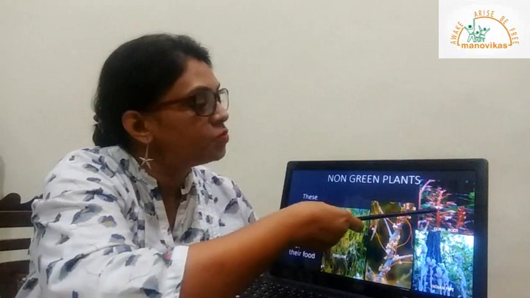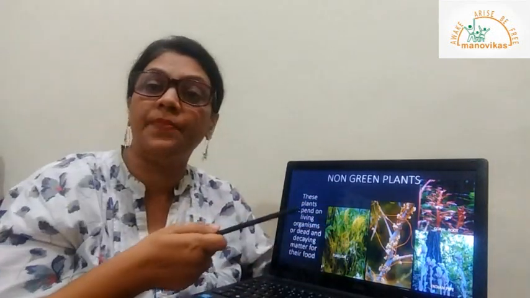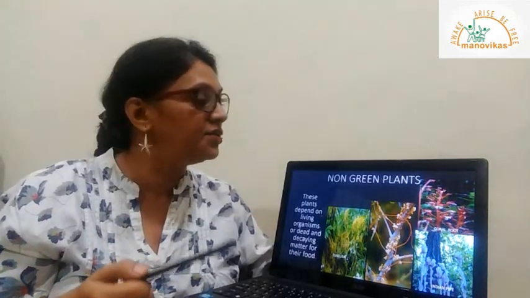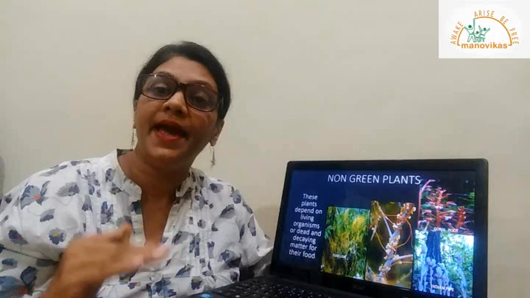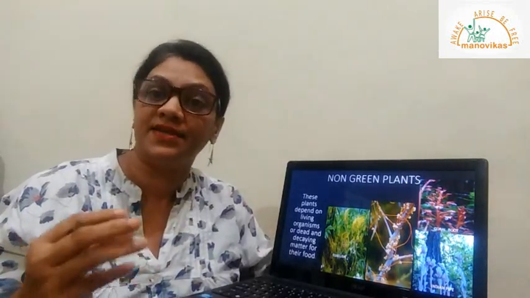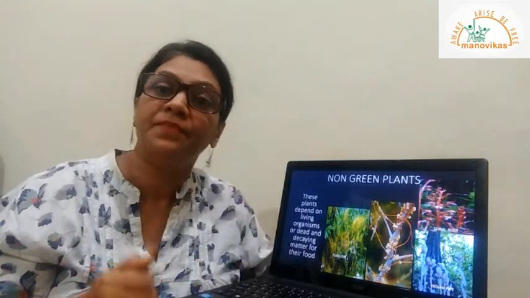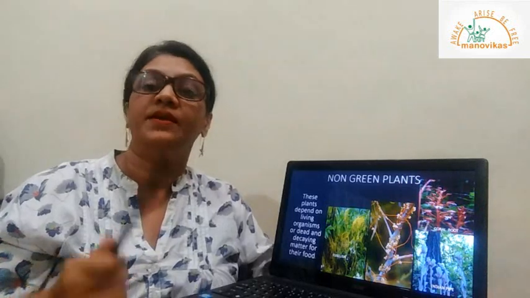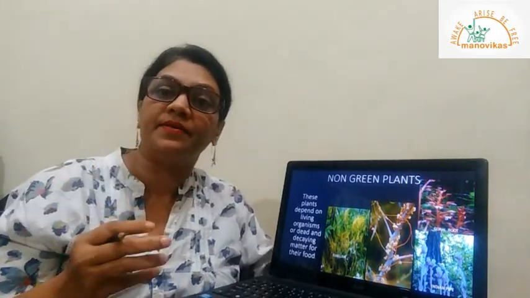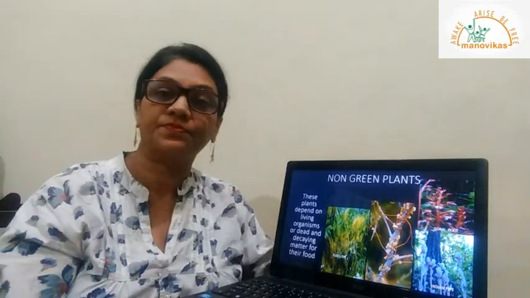Here I have two examples, the coral root and the Indian pipe. These are saprophytes. What they do is they take nutrition from dead and decaying matter. They secrete a digestive juice that converts this dead and decaying matter into liquid form. Then they absorb this liquid from the dead and decaying matter and take in their required nutrients.